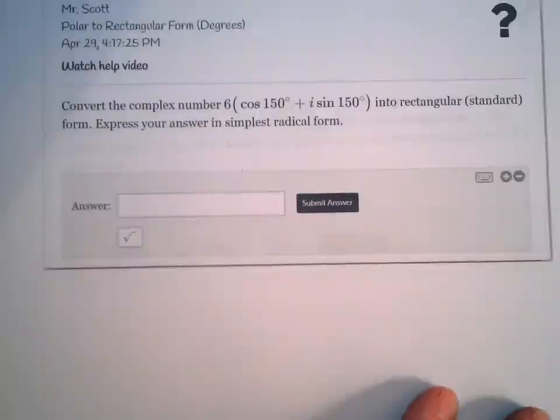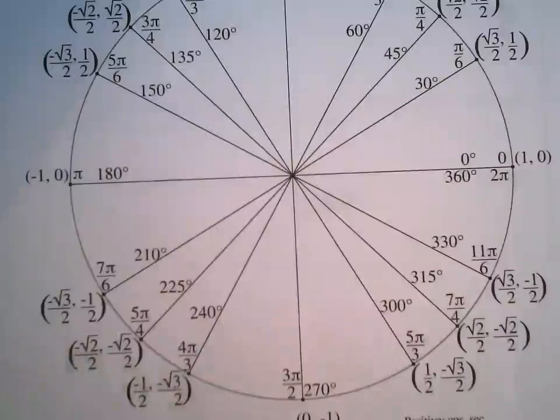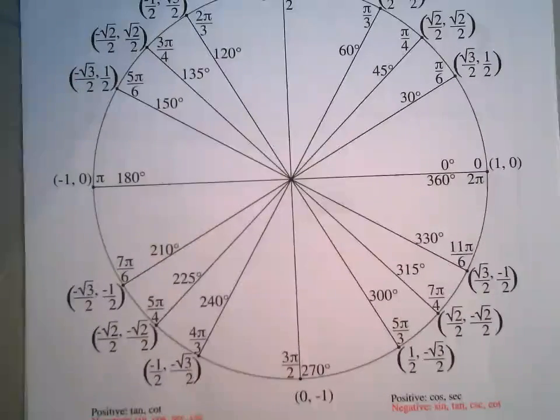All right, so this is where you might want your calculator, and hopefully you still have your notebook somewhere around, have your unit circle somewhere nearby, okay?